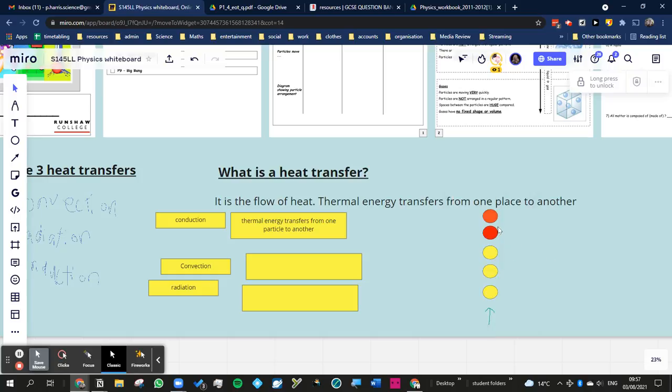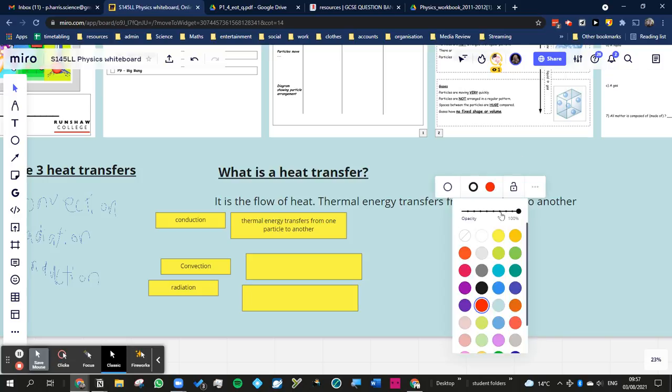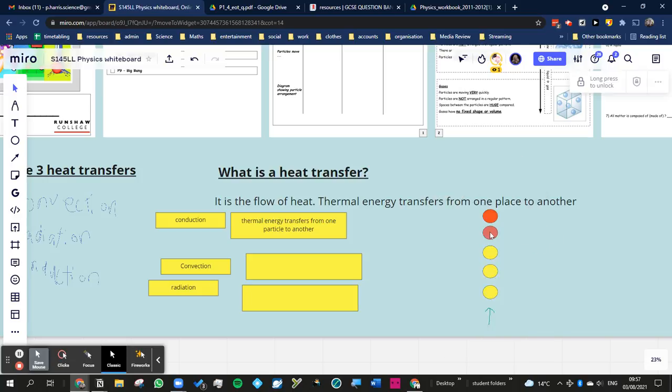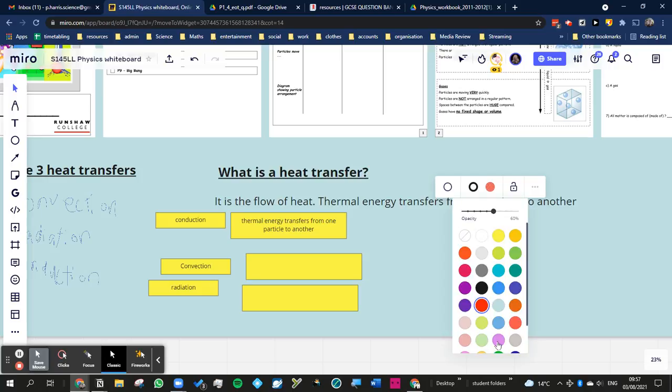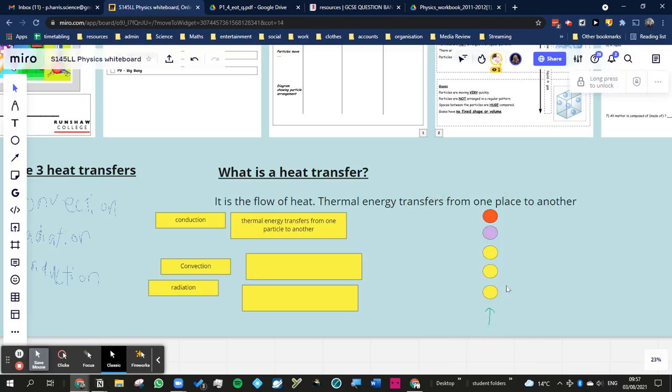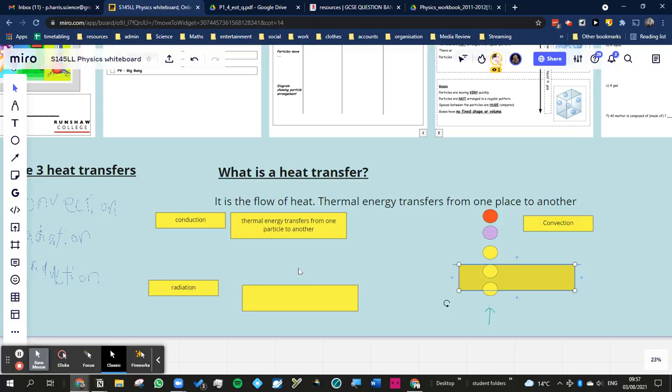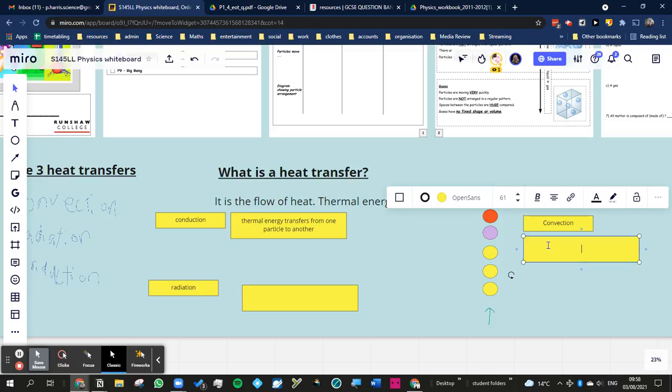And in fact, we could be even more precise, and we can make this one, this one is now cooled down a little bit. It's lost some energy, so we can maybe make it, I don't know, pink or something like that. And then this one is now moving around. This is convection. And a way to describe convection is that the particles themselves move and take the energy with them.